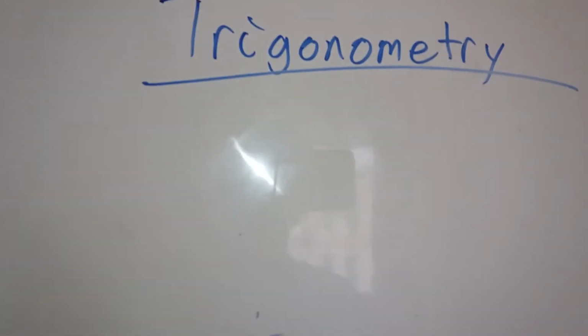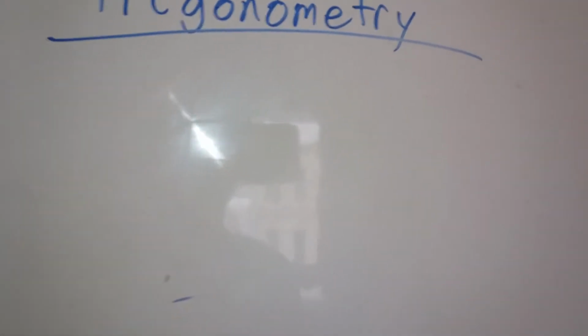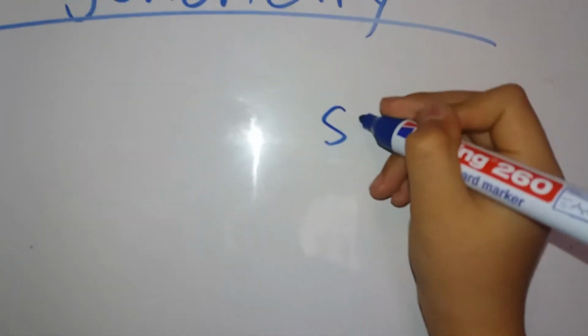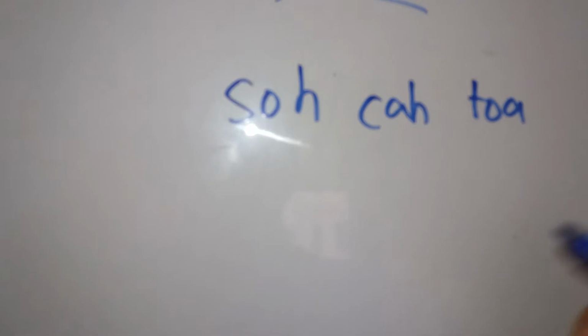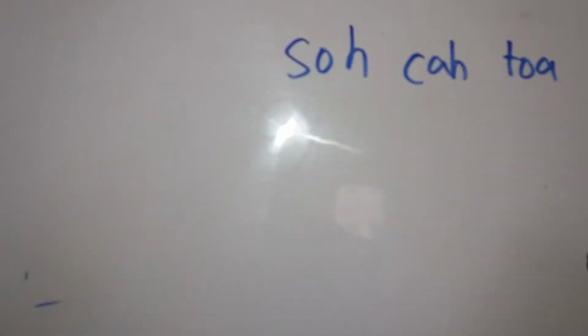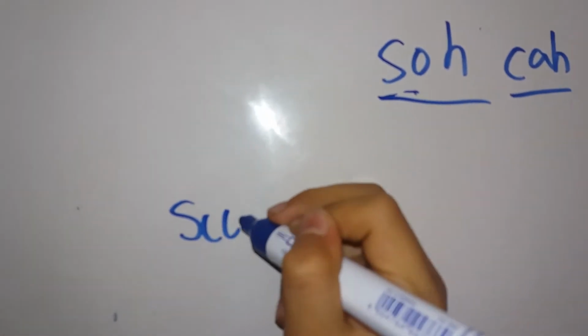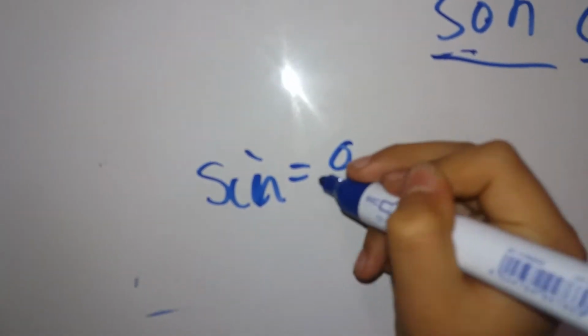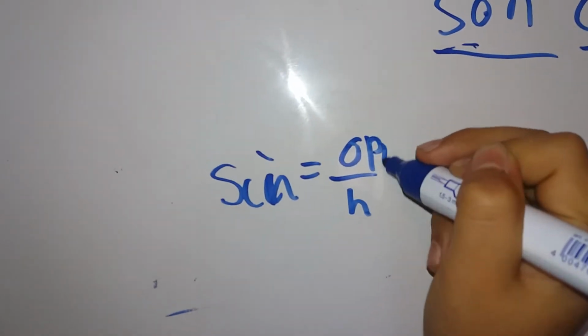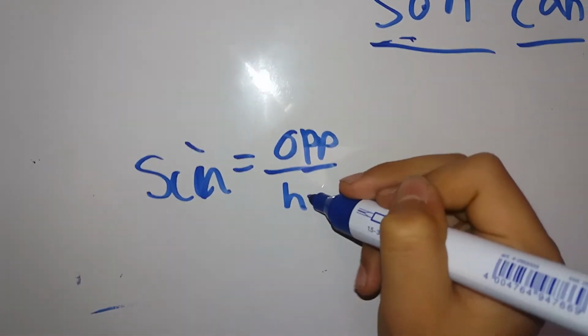There's actually a word system that might help you when you're learning about trigonometry, not in the unit circle definition. It's called SOHCAHTOA. Let's just focus on this one and this one. This means that sine is equal to opposite over hypotenuse.